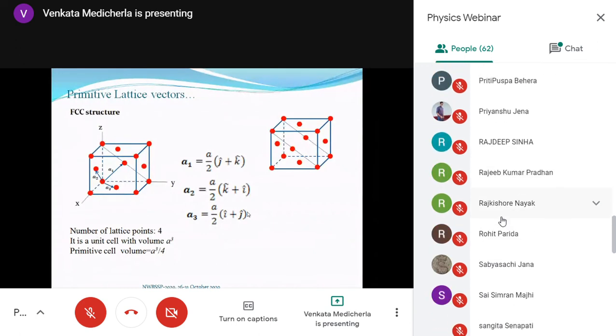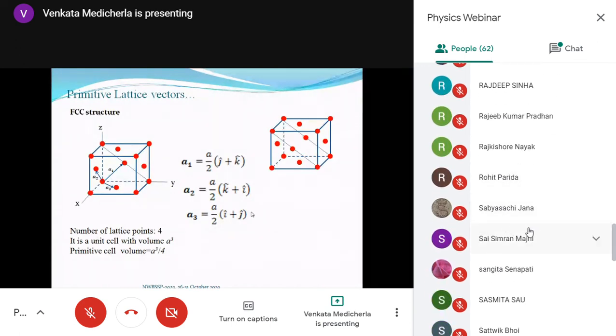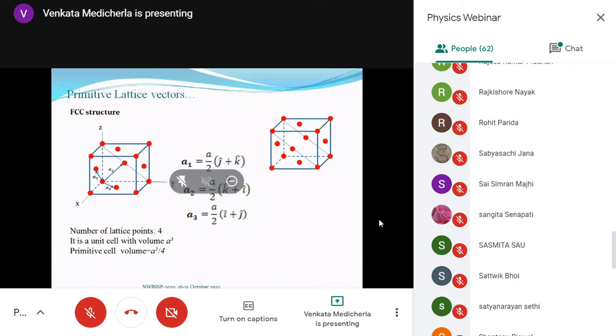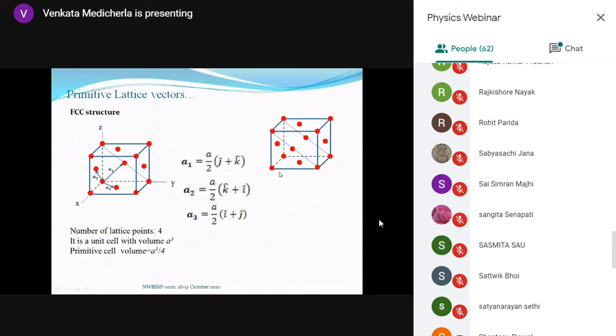FCC structure, as I have already shown you. The original FCC structure is on the right side, where all the face centers are occupied. But I have removed some of the face centers here to show you easily what A1, A2, A3 are. Suppose A1 is the center of the YZ plane behind: A1 is A by 2 into J plus K. A2 is A by 2 into K plus I, because K is for Z and I for X. And A3 is the XY plane: A by 2 into I plus J.